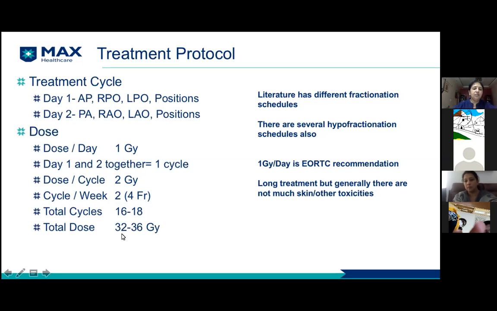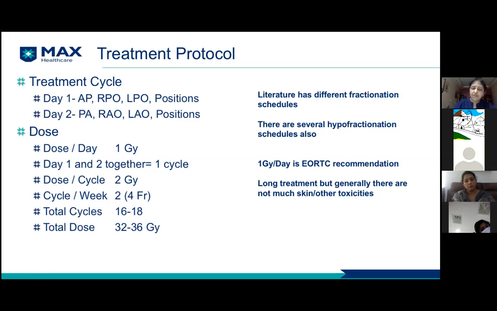We are getting little more courageous. Now our doses are 32 to 36 gray. Now this 1 gray per day is URTC recommendation. There are several other fractionation schedules, but I find that this schedule is very nice and not at all toxic. I will say not at all toxic. I will show you the side effects also, but very few side effects and very easily manageable side effects with this kind of schedule.